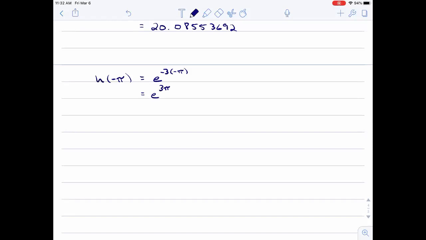So first you're going to find 3 times pi, or usually this is how I do it. I figure out what my power is, and then I use that previous answer button to do e to the power of that. So I get 3 times pi, 9.424777961.